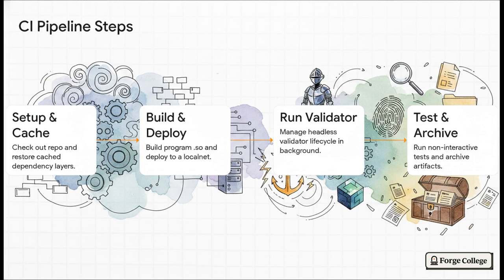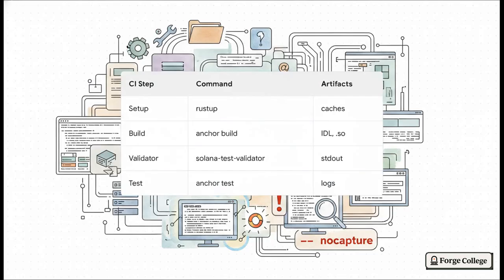And finally, Step 4. Run your tests and, like a good forensic investigator, archive all those artifacts. Think of this schematic as your engineering master plan. It maps exactly which commands correspond to the specific forensic artifacts we need to collect at each stage. For the environment, we use commands like rustup and npm ci, and we save our log files and caches. For the build, it's anchor build, and we must grab the IDL and the program.so file.